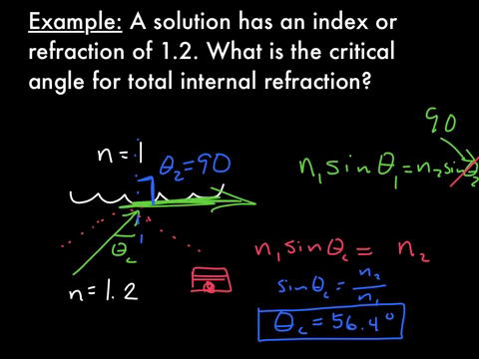If your angle of incidence measured from the normal, always from the normal, is bigger than 56.4 degrees, you will see the bottom of the ocean floor.